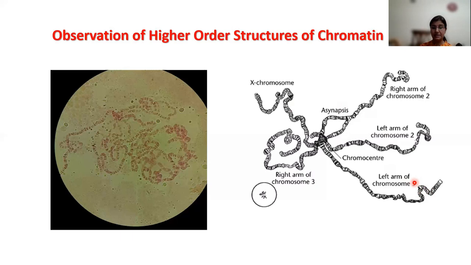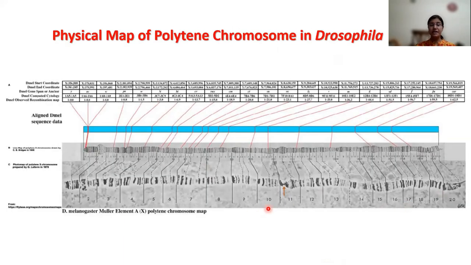Puffs basically accumulate newly synthesized RNA because they are the actively transcribing regions. But if you see the mitotic dividing cell of Drosophila, the size of the chromosome is quite small, whereas this polytene is very, very large. Each chromosome of the polytene has a characteristic banding pattern due to which each region of the chromosome can be easily distinguished and identified. Every band here has a specific number and identity.